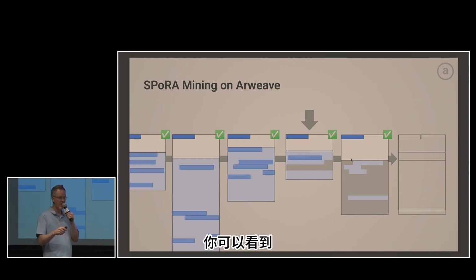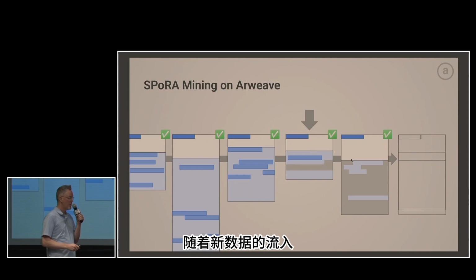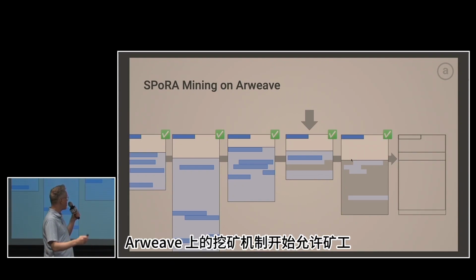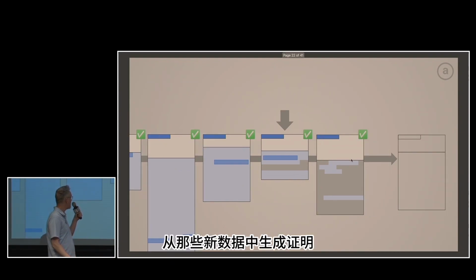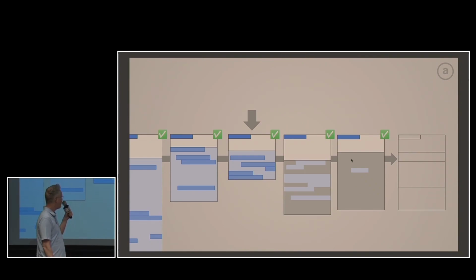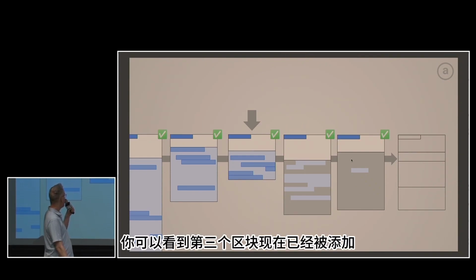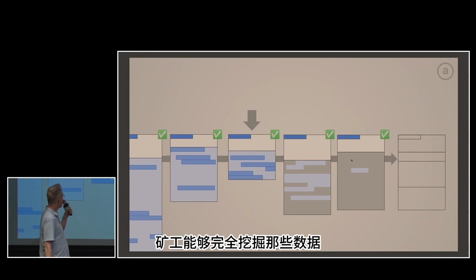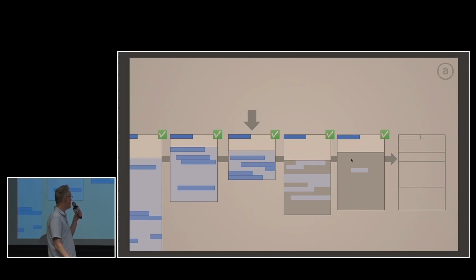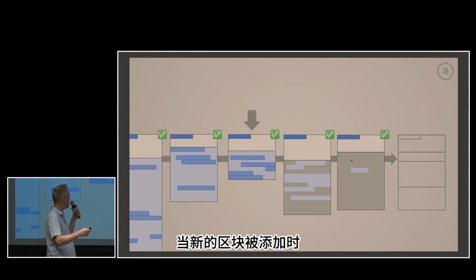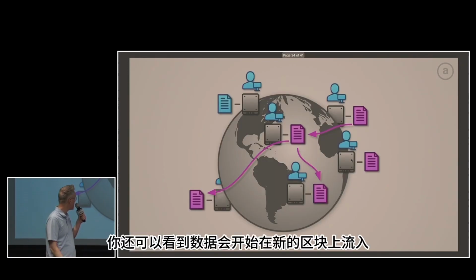And you can see that the mining mechanism on Arweave starts to allow the miner to generate proofs from that new data as it comes in. So as blocks are added, you can see the third block is added now, and the miner is able to fully mine that data. And as the new blocks are added, you can see the data starting to stream in on them as well.